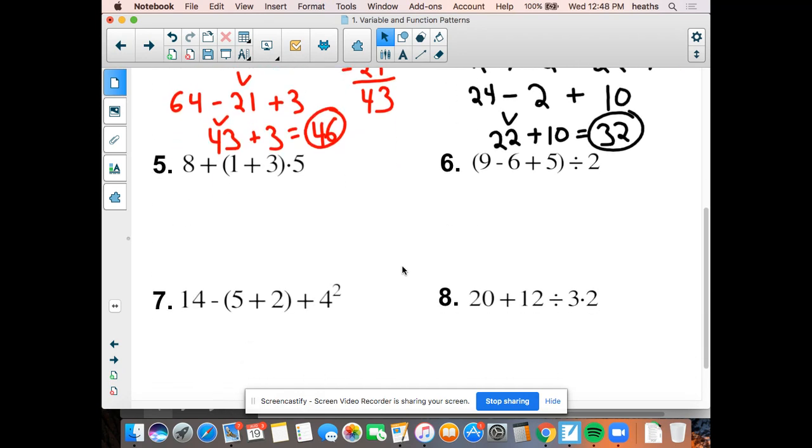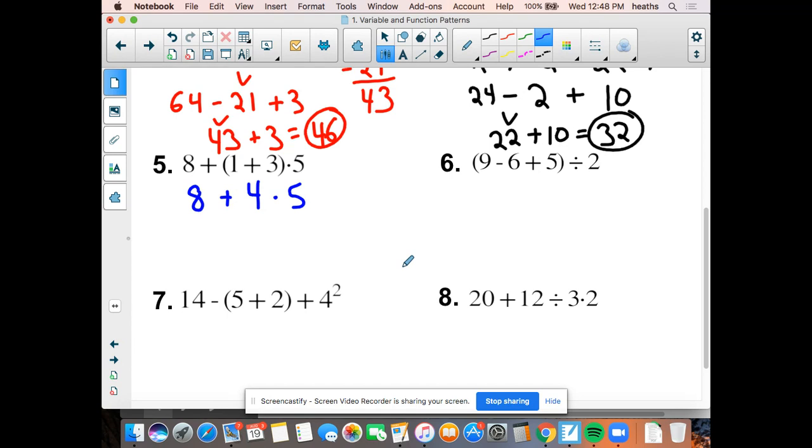Number 5, 8 plus parentheses 1 plus 3 times 5. Let's go back to our order of operations. The very first thing we've got to do, take care of that parenthesis. 1 plus 3 is going to be 4. So we've gotten rid of the parenthesis, and there doesn't appear to be an exponent anywhere. So let's drop the rest of the problem down. 8 plus 4 times 5.